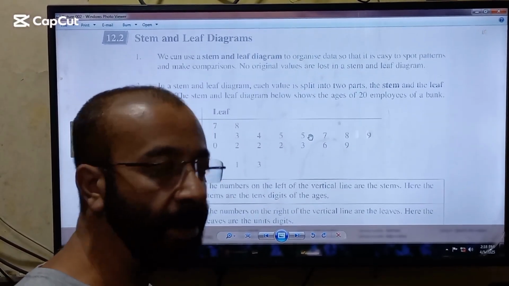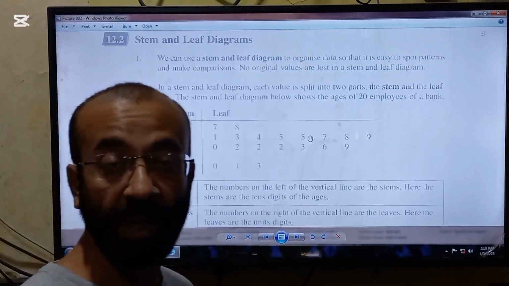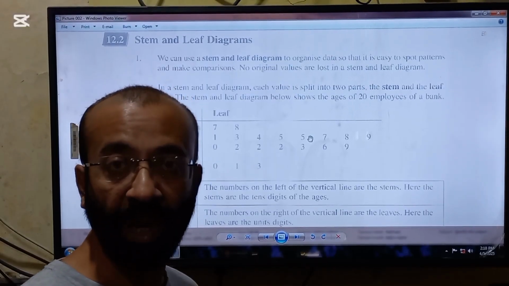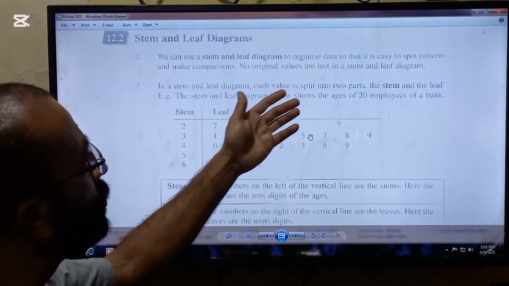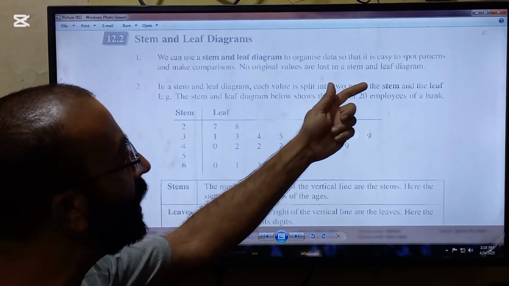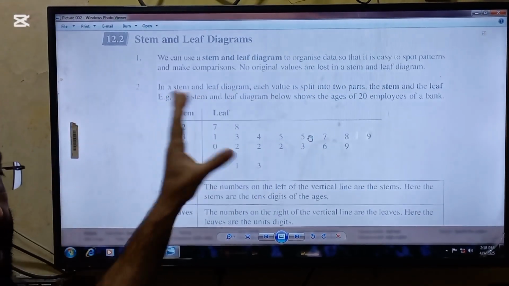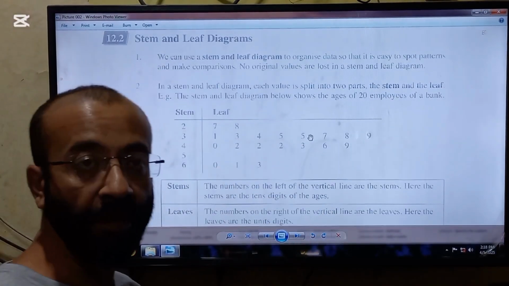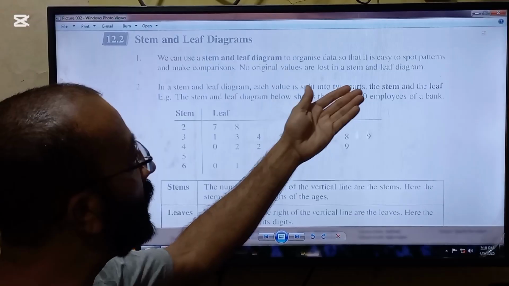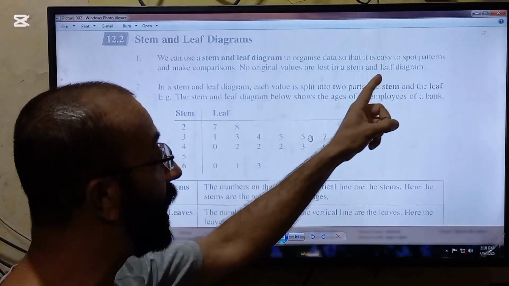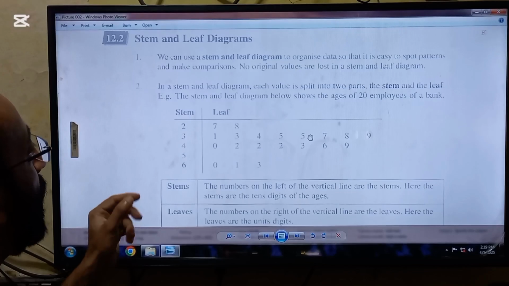Next topic in statistics is stem and leaf diagram. The points to remember and understand in a stem and leaf diagram are: number one, we can use a stem and leaf diagram to organize data so that it is easy to spot patterns and make comparisons. So this is the best way to find patterns and compare values. No original values are lost in the stem and leaf diagram. So this is another very important thing about stem and leaf diagrams.